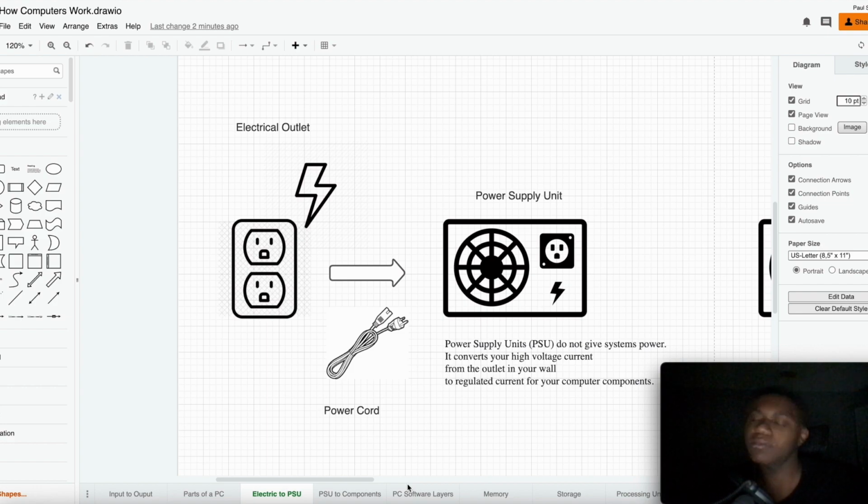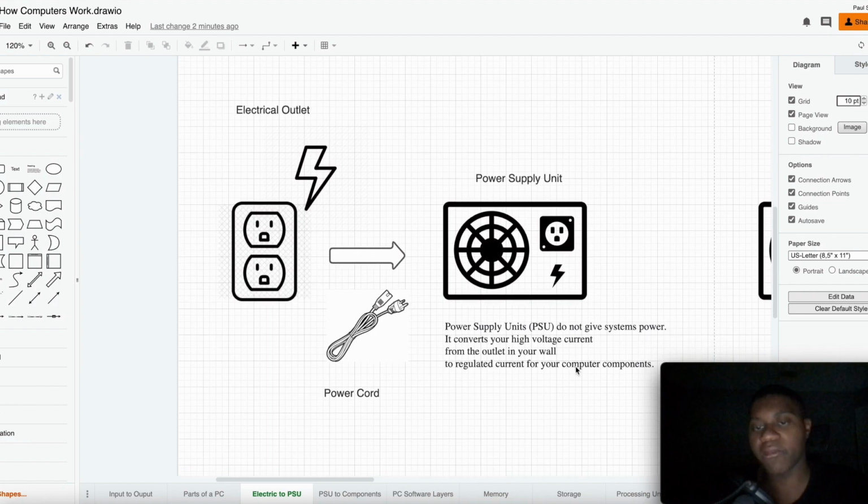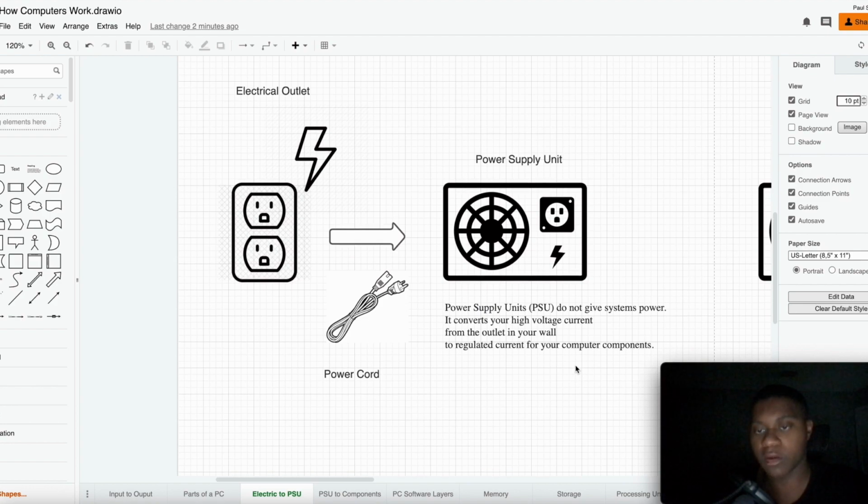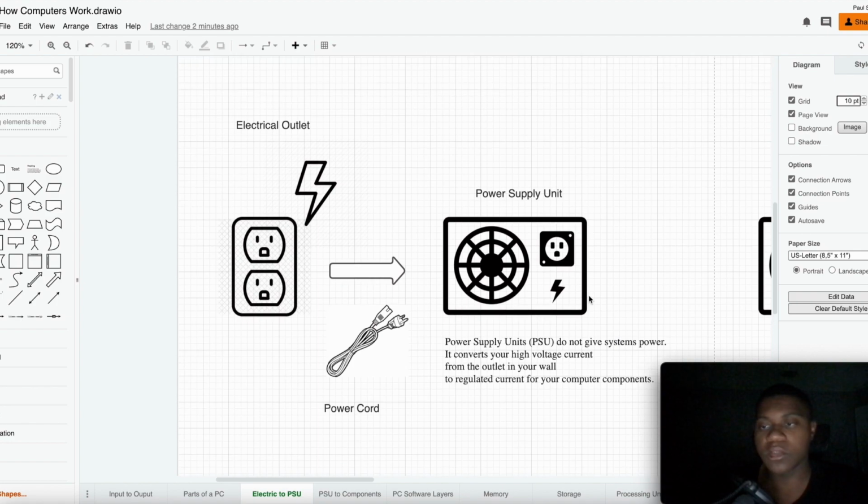The wall outlet is technically the source, but even the wall outlet is getting power from somewhere else, you know what I mean? But the power supply's job is really to convert the power from your wall into something that your computer can actually use. So it's converting the high voltage current into regulated current for your computer components, right? So hopefully that makes sense. It's controlling the high voltage power from your wall into something more manageable for your computer parts. Because otherwise things would overheat, blow up, catch fire, stuff like that.